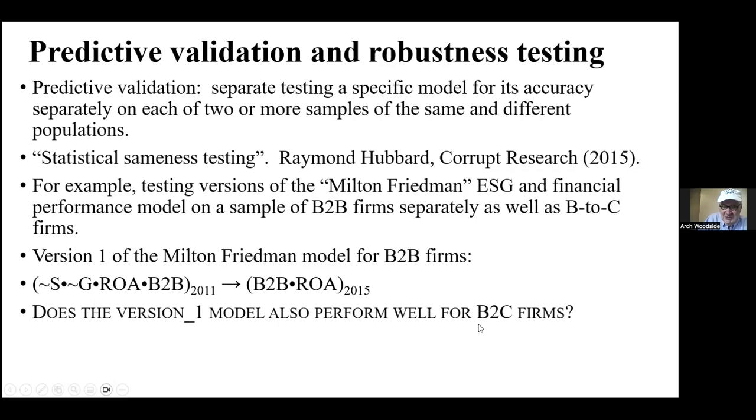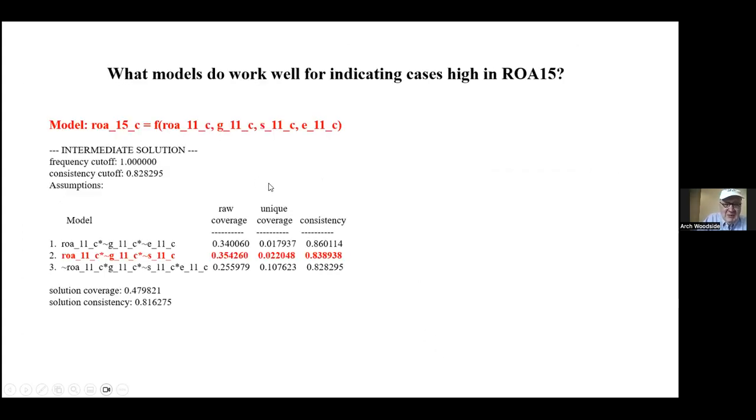And now, does this model work on B2C firms? All we have to do is put B2C firms in the antecedent conditions and B2C firms in the outcome condition, and we can test it on B2C firms. That's business to consumer firms. And this is what we found in lesson 9. This was testing the model of ROA in the year 2015 for firms.